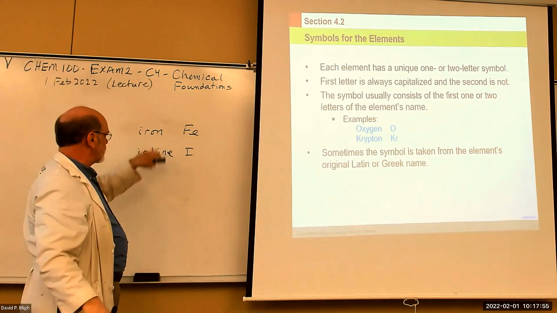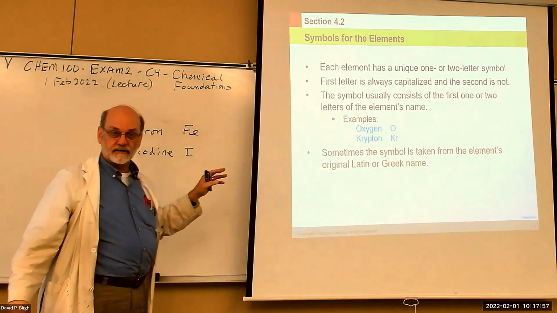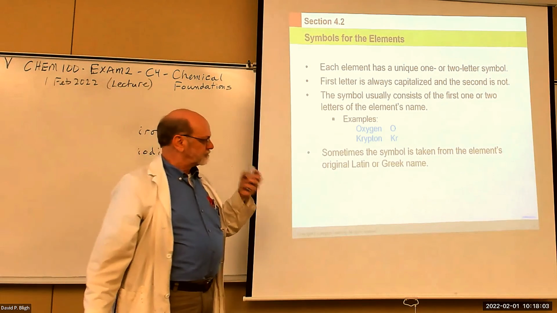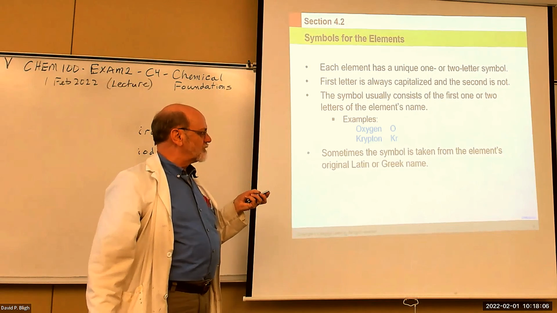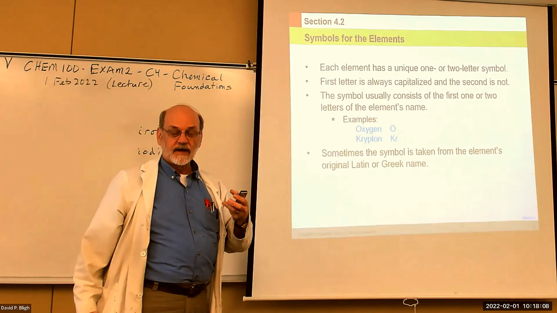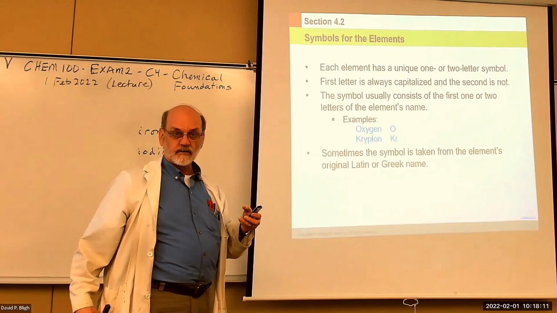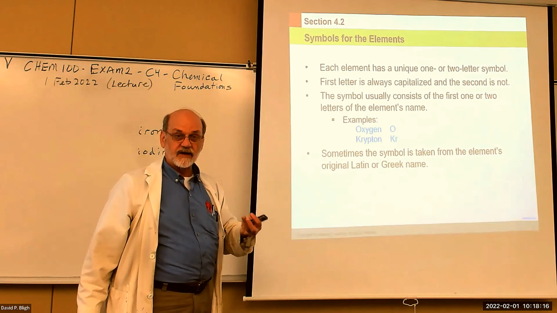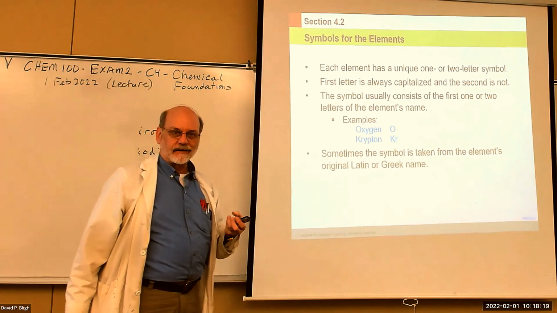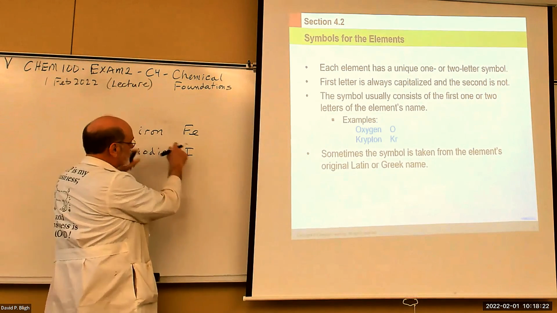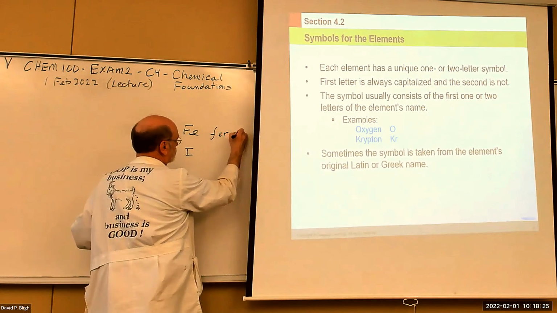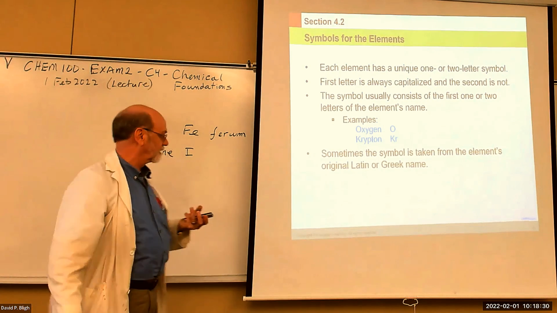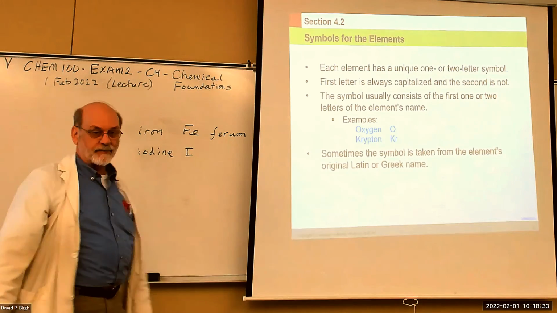Now, why is this one Fe and that one's not some other weird one? Well, it's sort of historical in nature. The derivation of this lettering system for the elements often depends not upon the English word or a word in some other language that closely resembles English, but it may be derived from the Latin. And in this case, Fe stands for ferrum, which is Latin for iron. Okay? There are several examples.